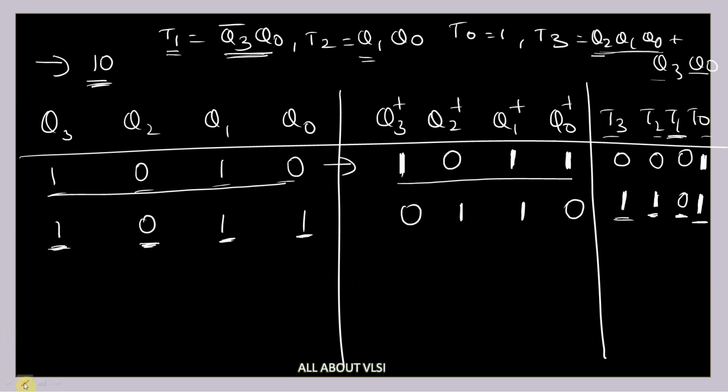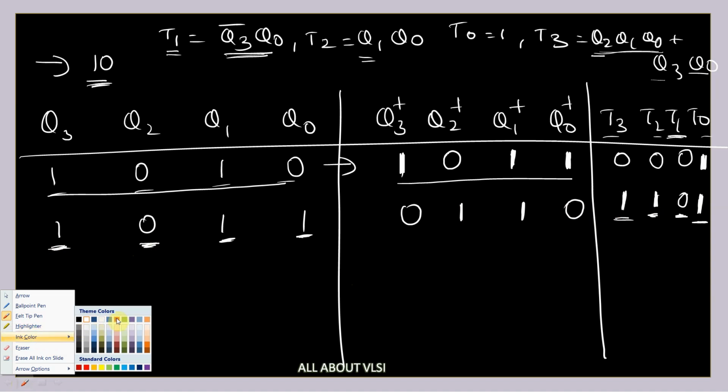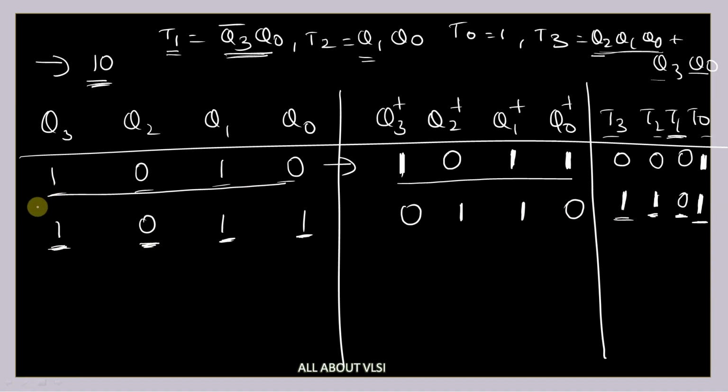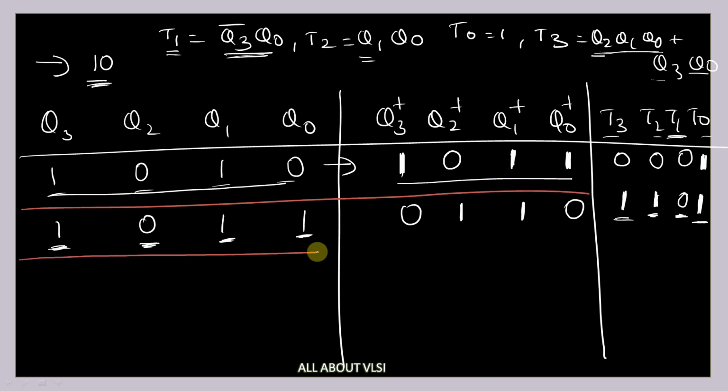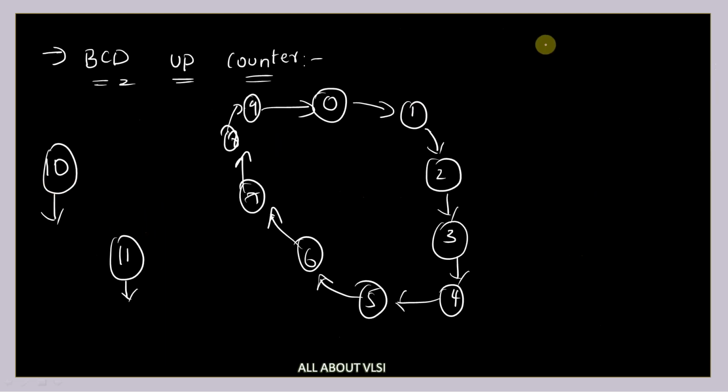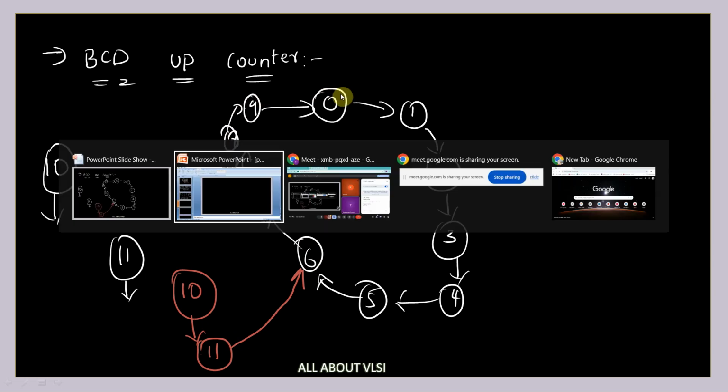If you see carefully, if my present state is equal to 11, then my next state is 6. Can you see this? So from this I can conclude that if my present state is equal to 10, then my next state is equal to 11. And after this, it is going to come back to this state, which is nothing but 6. And it is going to 7, 8, 9 and so on. Is this clear? Can you see this?